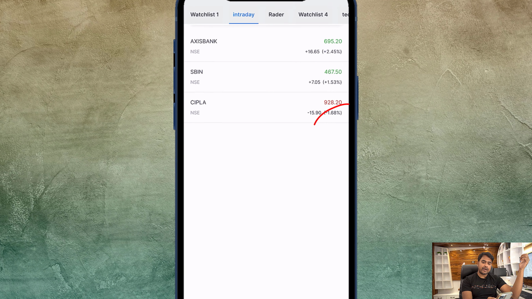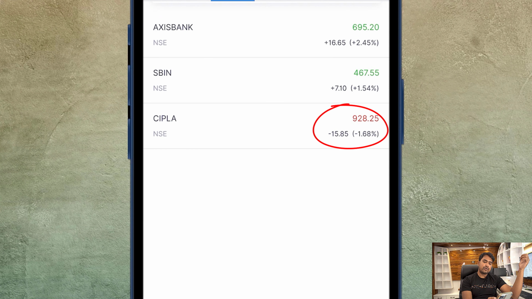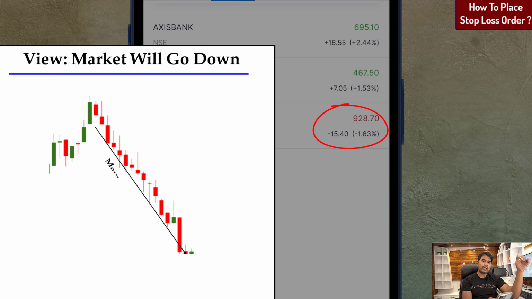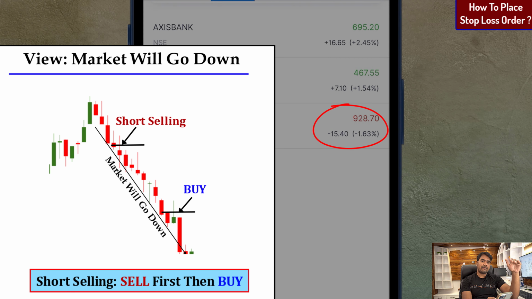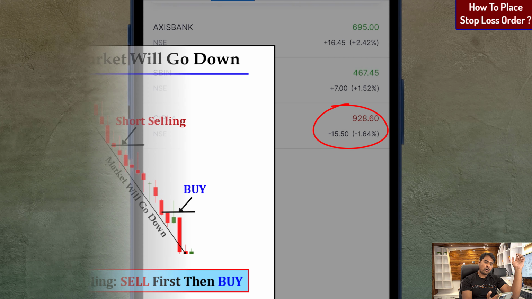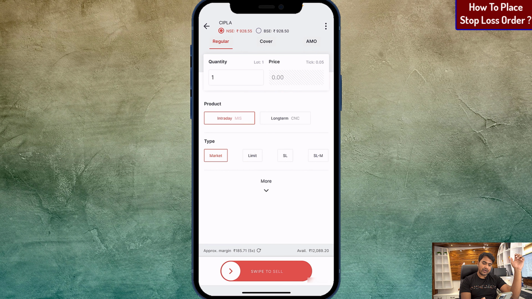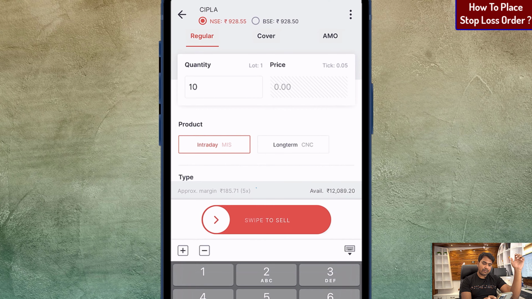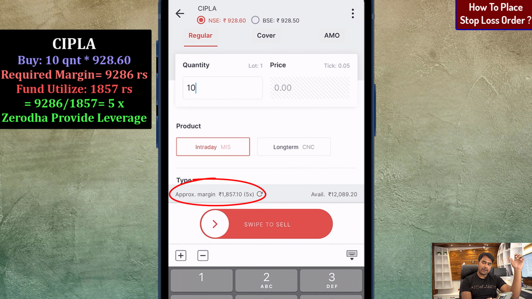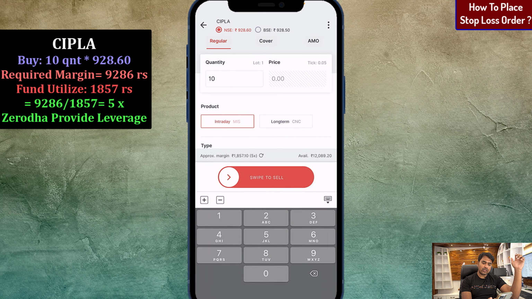Cipla is currently trading at 928 rupees and today performing not well. The share price will go down today, and if you think the share price will go down further, then you can initiate short selling. Short selling means sell first and then square off positions by buying back. Okay, so over here Cipla 928 and I am going to sell the stock first. One quantity, let me do 10 quantity, approx margin 1857, 5 times leverage I am getting from Zerodha, and so I have to sell.